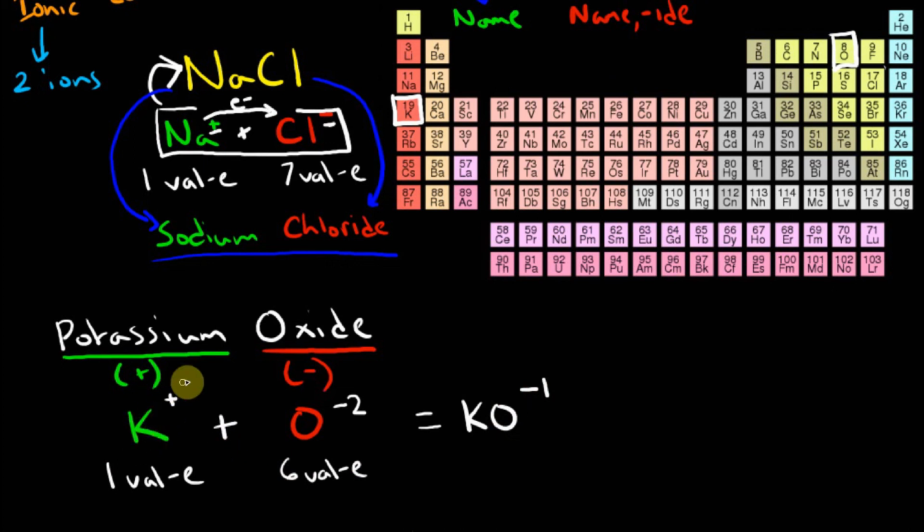So how are we going to balance these charges out? Well, it's really simple actually. We just multiply the potassium by 2. Now this has a charge of +2, which cancels out this charge of -2. So we can put it all together and get K2O. So that's the same as potassium oxide. These two are interchangeable. Okay? And that concludes our lesson on ionic bonds.